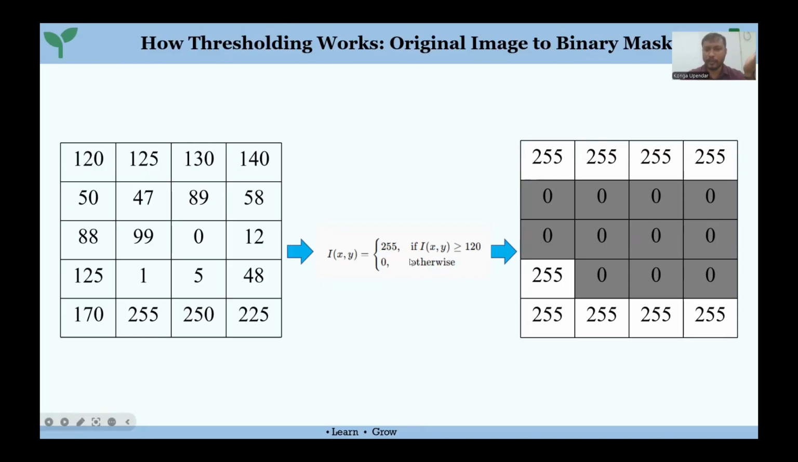Actually we'll use a for loop here. I will show you when we discuss the Python code, and I will clearly explain it, but you should understand this logic. This is the way we get the binary mask from the original image. So I think you got the point.